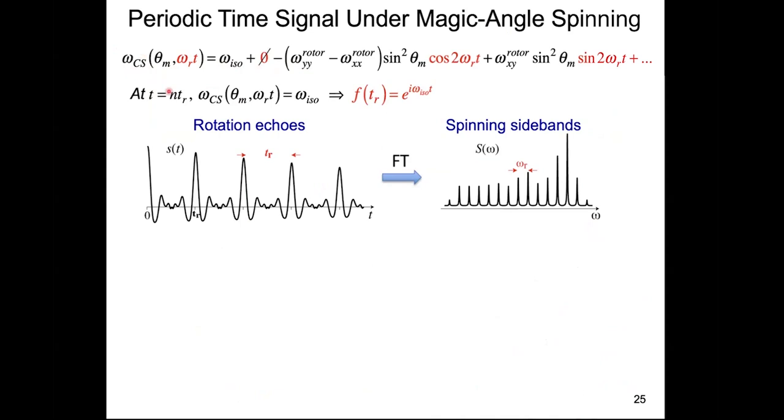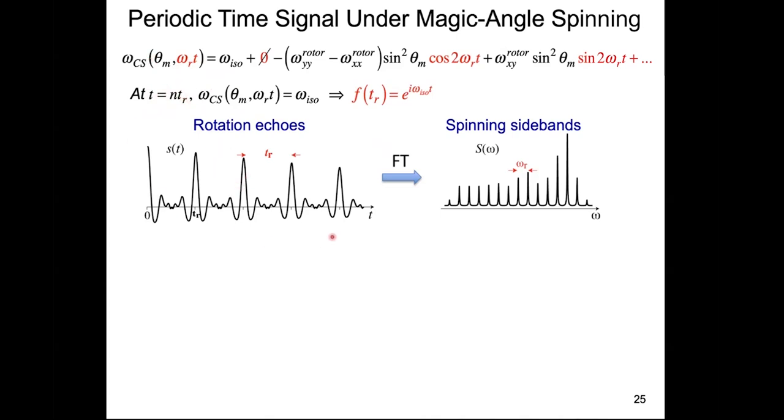So now your chemical shift is time dependent, and under magic angle spinning, your second term vanishes, but then you have a lot of subsequent terms with time dependence. But things get simplified again if you evaluate the frequency at integer multiples of the rotor period, at t equals n times T R.